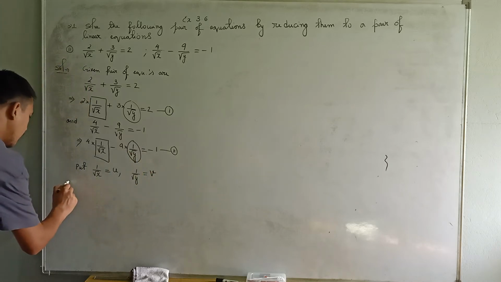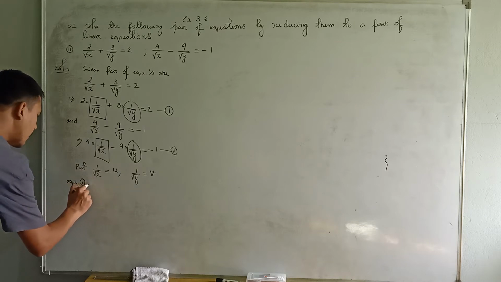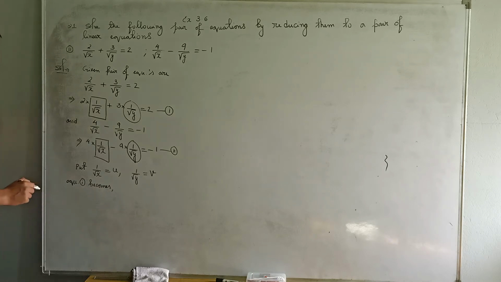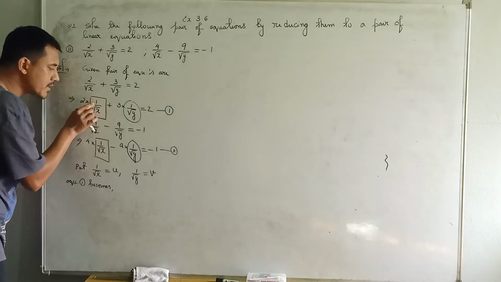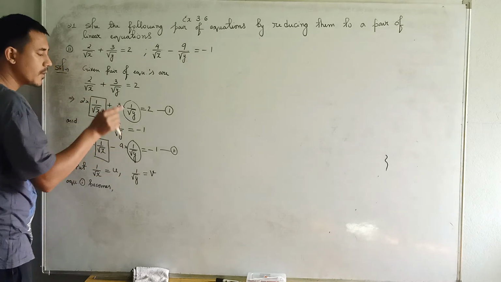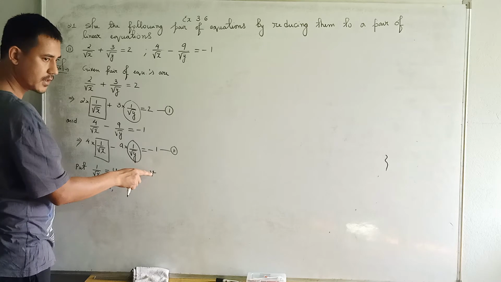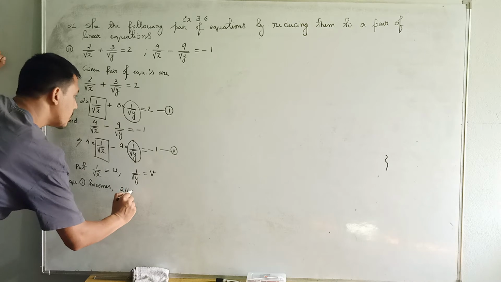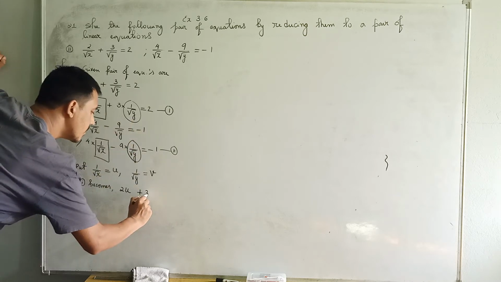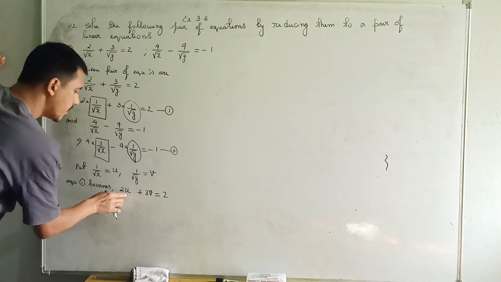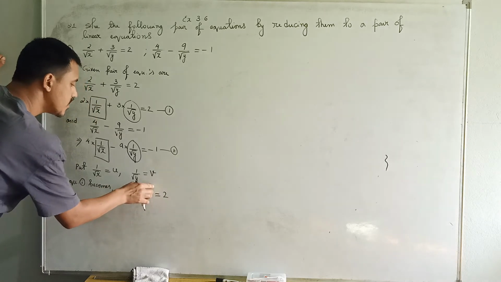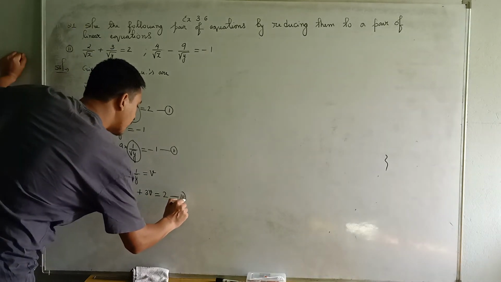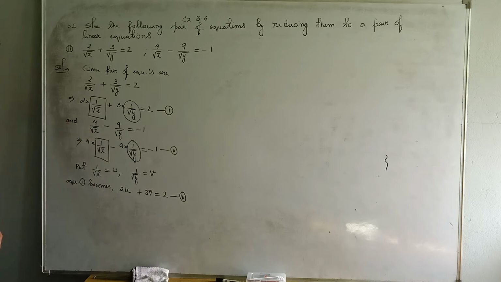Then what will your equation 1 become? You're replacing 1 upon square root of x by u and 1 upon square root of y by v. Then your equation 1 becomes 2u plus 3v is equal to 2. Here the power of u is 1, the power of v is 1 in your equation. So we get another equation, number 3. Now this is linear.